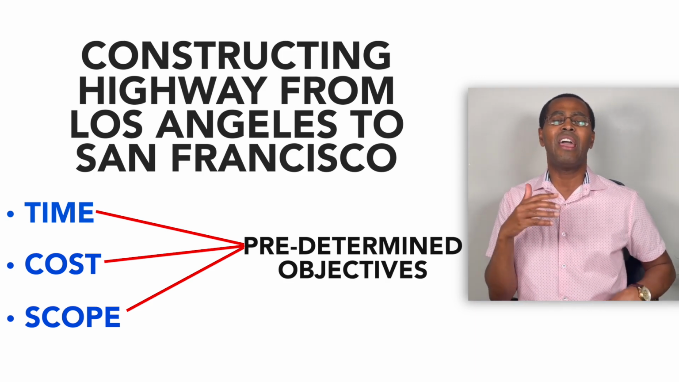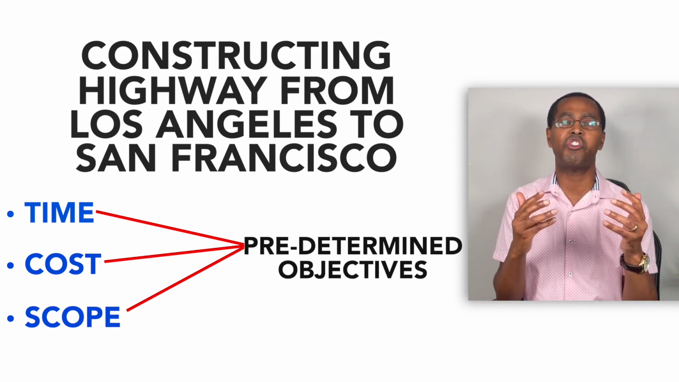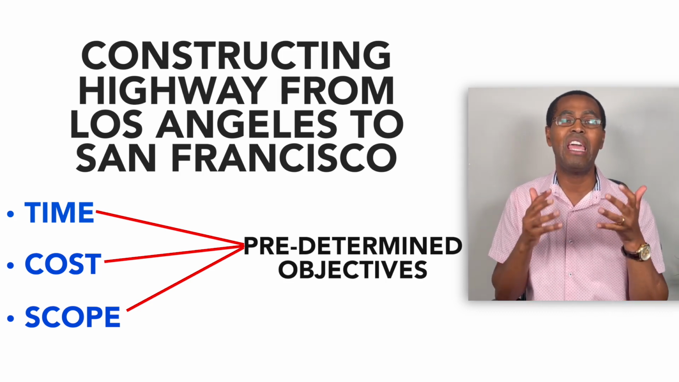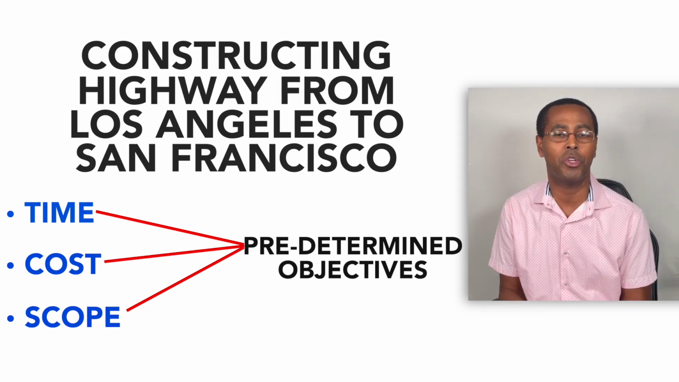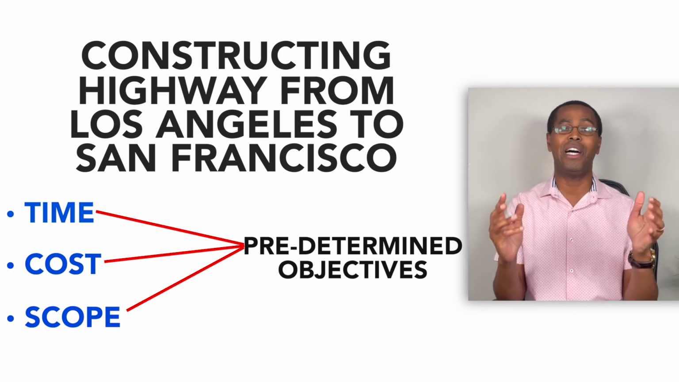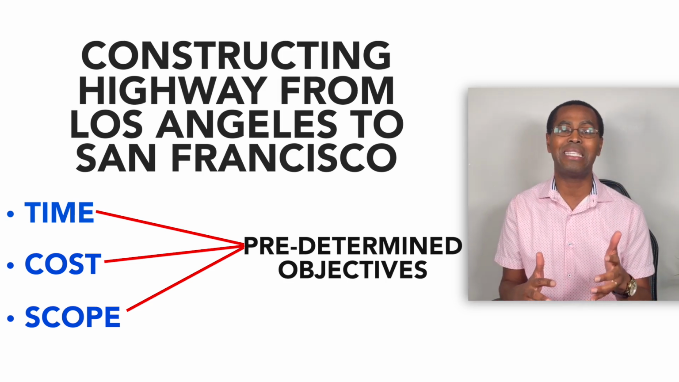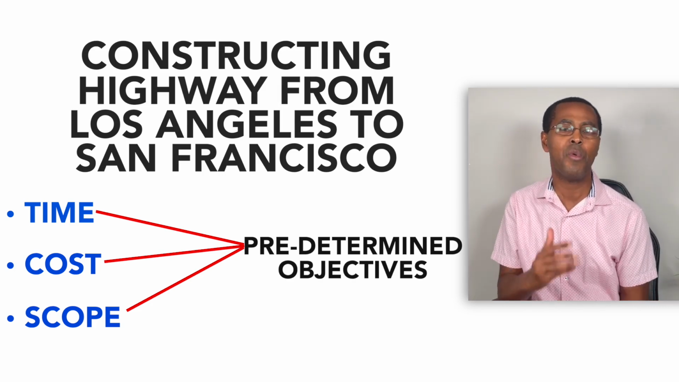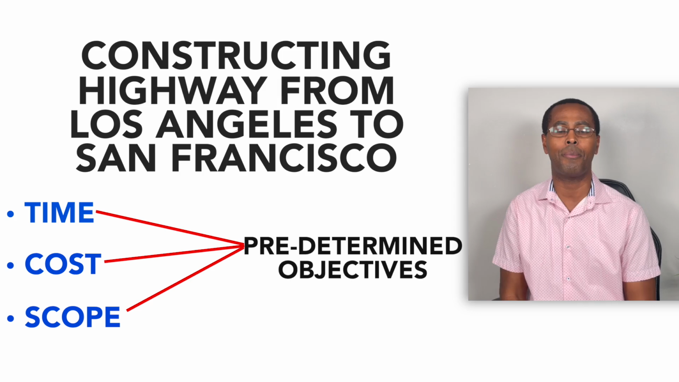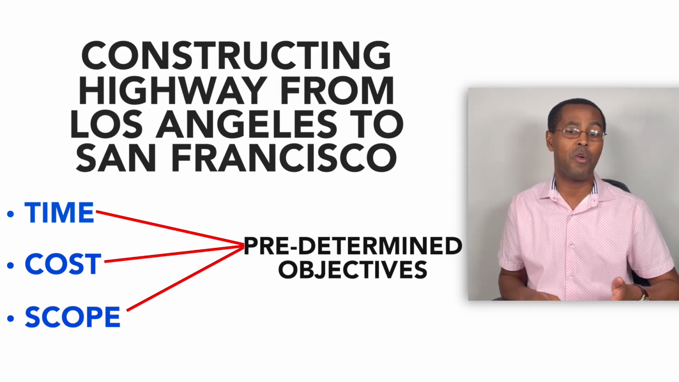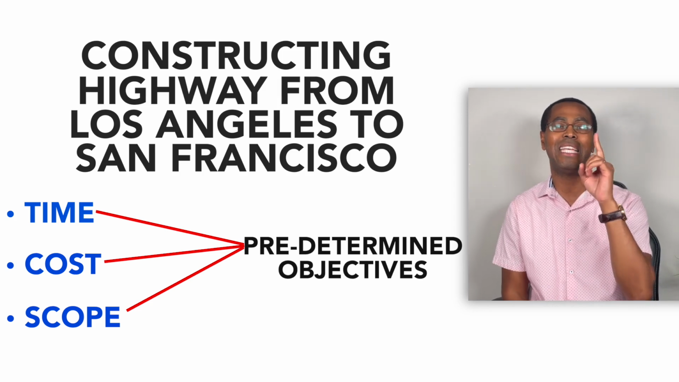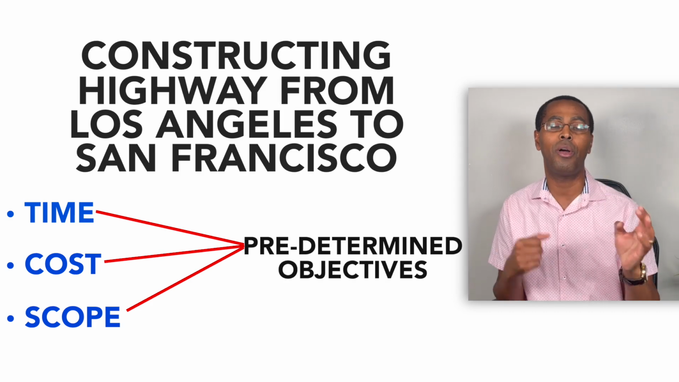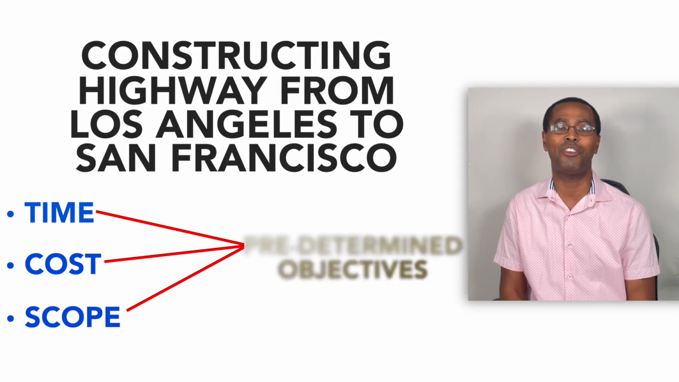Can the semi-trailer trucks pass through this highway? What type of vehicles can use this road? Can heavy machinery, can heavy vehicles be driven on this highway? All that is the scope. I'm looking at the quality, the standards, the specifications, the lifespan, the duration this highway is going to serve the public. That's the scope. Because constructing a highway from LA to SFO passes the test of time, passes the test of cost, and passes the test of scope, then it is a project.